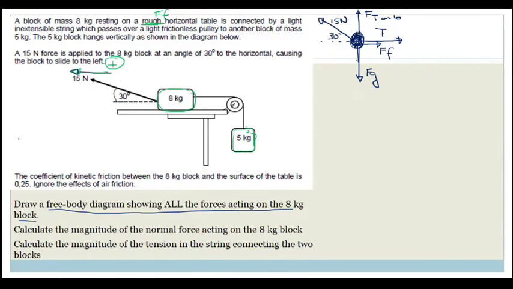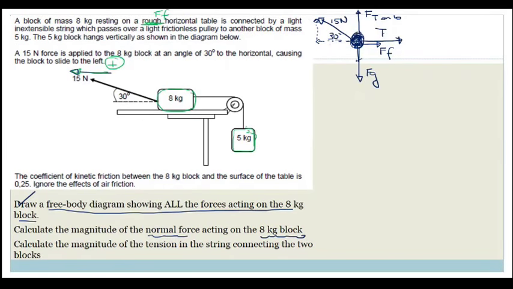Okay, done. Now it says, calculate the magnitude of the normal force acting on the 8 kilogram block. Normally we would say, well, the force of gravity matches this force, and therefore that must be the same as this. However, what do we have here? We have got this 15 newtons that is doing two things. It is pulling the block to the left, but it's also pulling the block up.